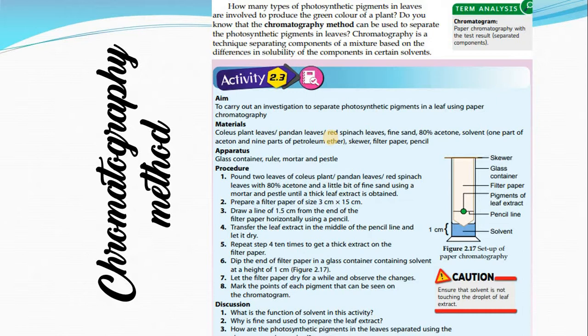Okay. Look at this one. Chromatography method. Yeah, chromatography method. Okay.